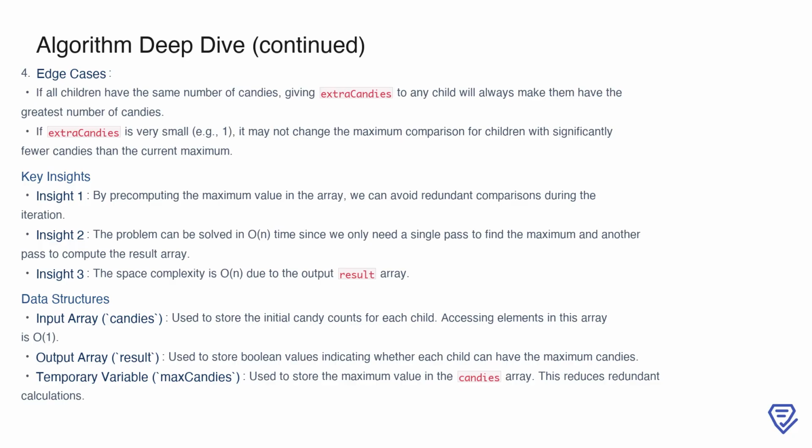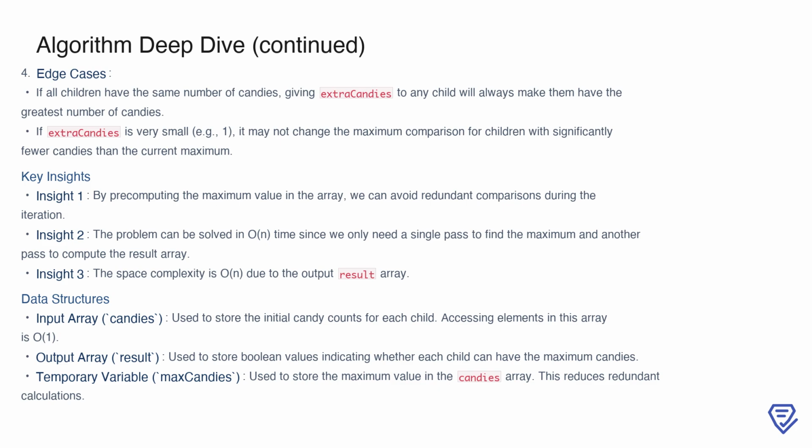To solve the problem efficiently, we rely on key insights. First, by pre-computing the maximum value in the array, we eliminate the need for redundant comparisons during the iteration. This keeps the time complexity to O(n), as we only need one pass to find the maximum and another pass to construct the result array.